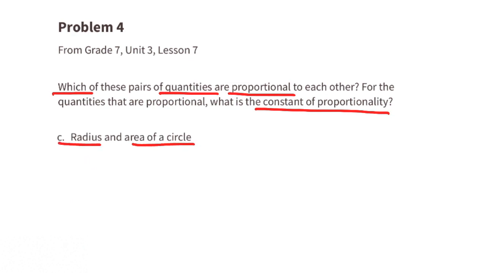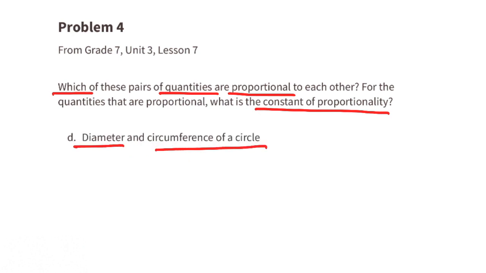C. Radius and area of a circle. No, the radius and the area are not proportional. When graphed, it would not form a straight line. Therefore, there is no constant of proportionality.